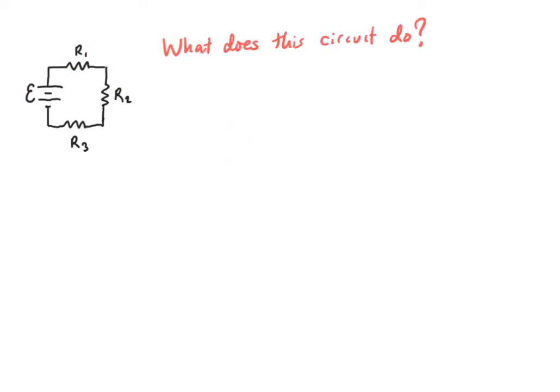So what does the circuit actually do? Well, we have a battery hooked up to these resistors. The battery is a source of electrical energy. And what happens is this battery pushes current through the resistors. And as current passes through the resistors, some of that energy is converted into heat.